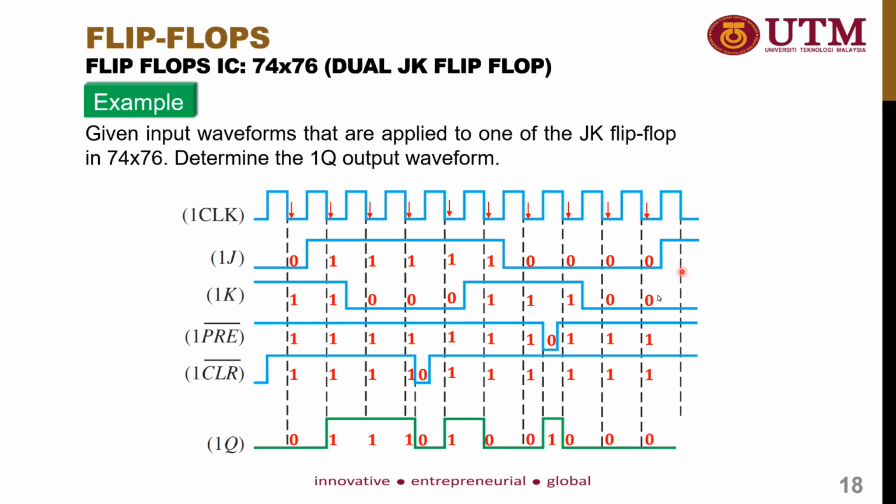And at the end of the waveform, at the last falling edge, the PRE bar and CLR bar are set to 1 1, so it is entering the basic JK flip-flop mode. And at the J and K inputs, we see here J is equal to 1 and K is equal to 0. So it means that it is in set mode. So in set mode, Q will become 1.